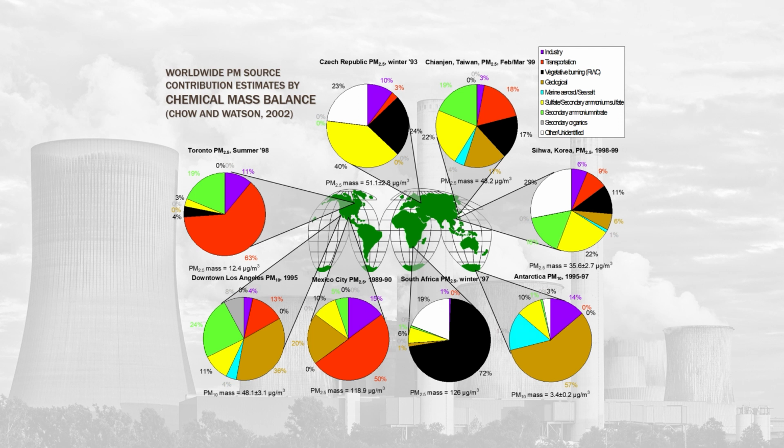You can see the different sources given here: industry, transportation, vegetation burning, geological, marine, secondary organics. So using a chemical mass balance model, from the given concentration at a location, we can identify these as the probable sources.